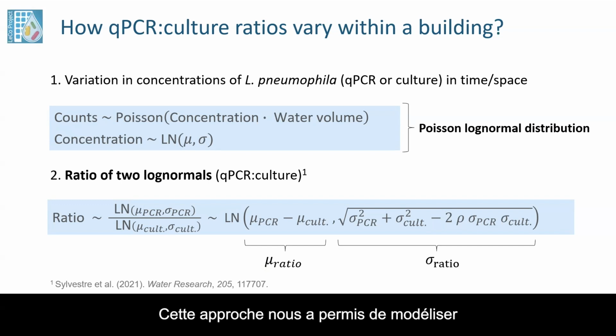This modeling approach allowed us to model the relationship between qPCR and culture results as the ratio of two log normal variables. The detailed formula on the slide shows the mathematical structure, but the important point is that this approach allowed us to predict how variable the qPCR to culture ratio is and what the uncertainty about this variability is.